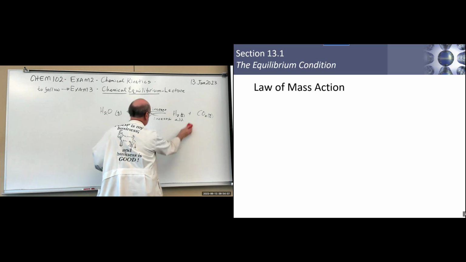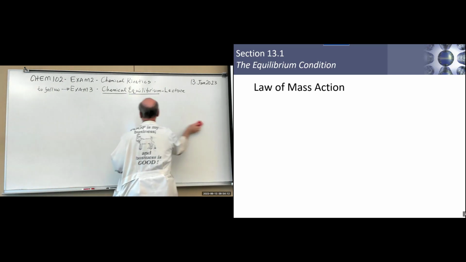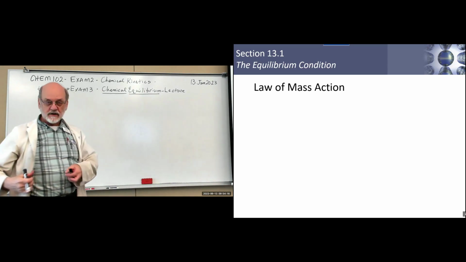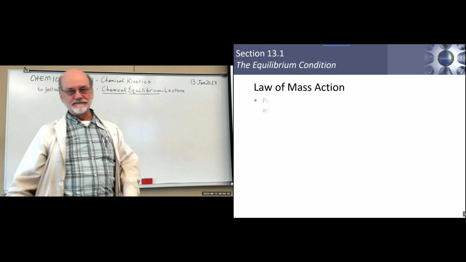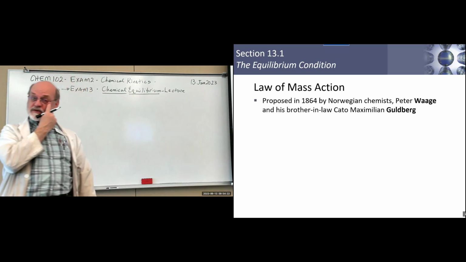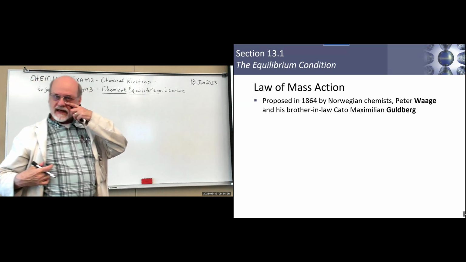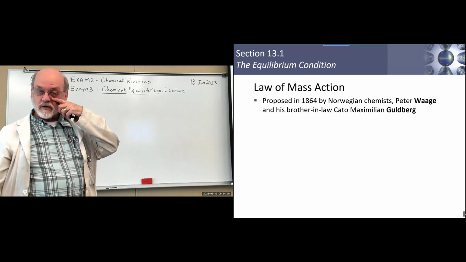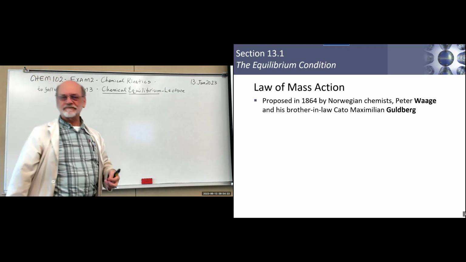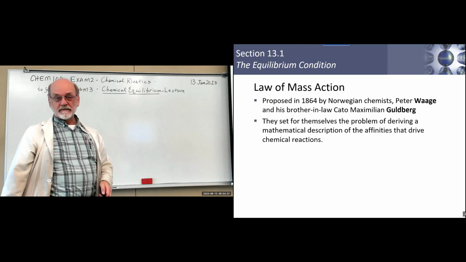Okay. So if we're going to quantify equilibrium, we need this law. It's called the law of mass action. It was proposed by two Norwegian chemists in the middle 19th century, Peter Waage and Cato Guldberg, who was his brother-in-law. And this is what they came up with.